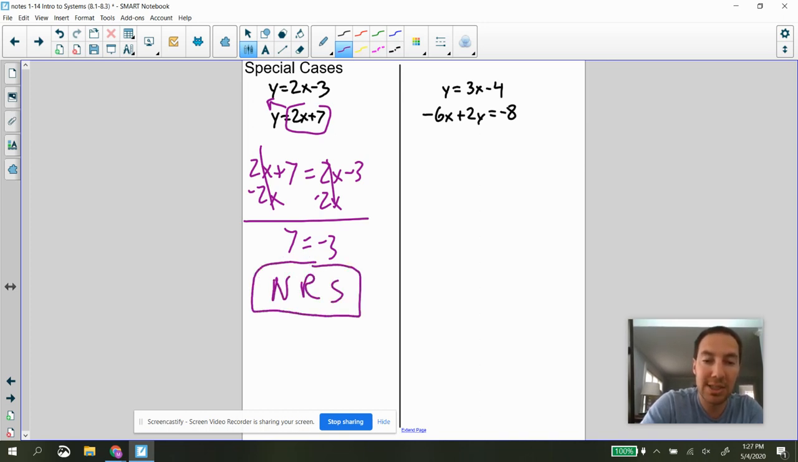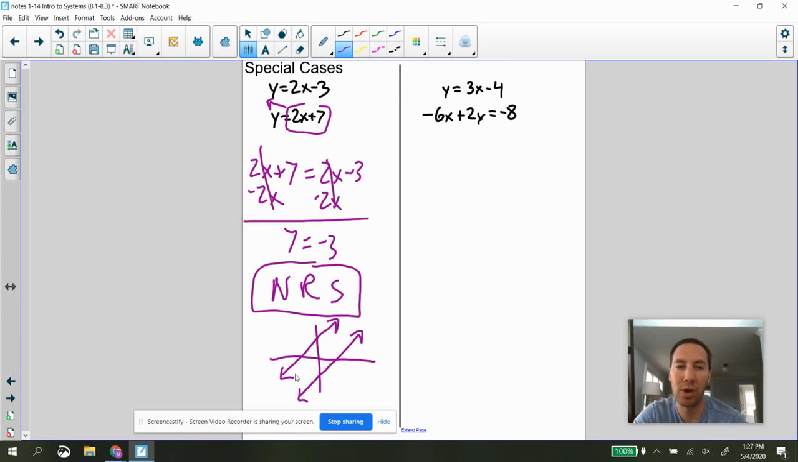And if you were thinking about this graphically, why would that be? Well, if you were to graph 2x minus 3, it's going to look something like this. If you're going to graph 2x plus 7, same slope, different y-intercept, these would be two parallel lines. This system has no real solution because those two lines will never intersect. There is no value of x and y that would work for both equations at the same time. So no real solution.